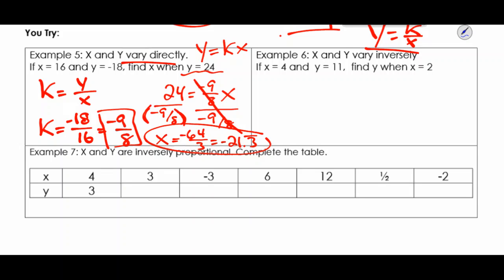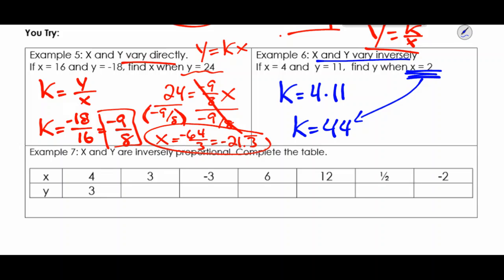And example 4, x and y are going to vary inversely. So that means to find my constant, I do 4 times 11. I'm doing x times my y. So my constant here is 44. And if I'm going to get that same constant, it's 2 times some number to give me 44. I'm going to write that as an equation. I'm going to write that in this equation. 44 equals some number times 2, which means that y has to be 22.